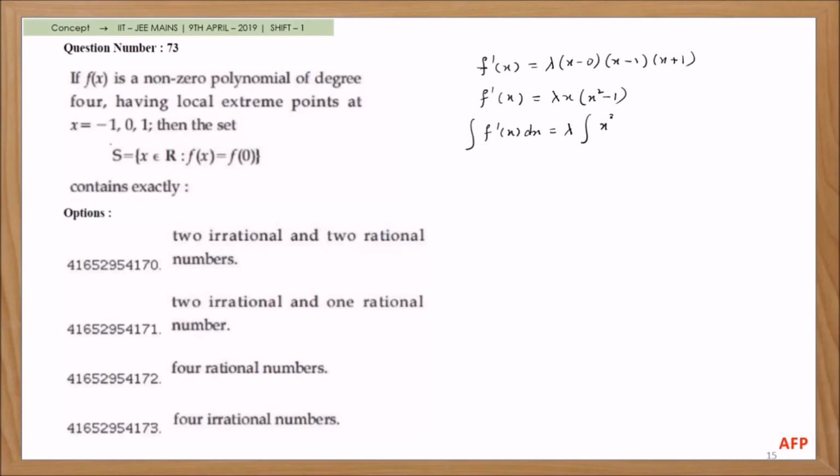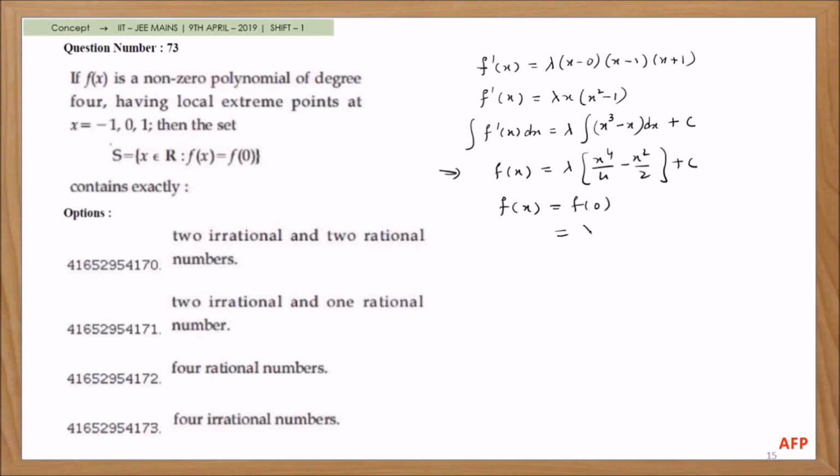Integration, so x you multiply it inside, the integration constant. So this implies f(x) = λ(x^4/4 − x^2/2) + c. We got one more condition given here: f(x) = f(0).